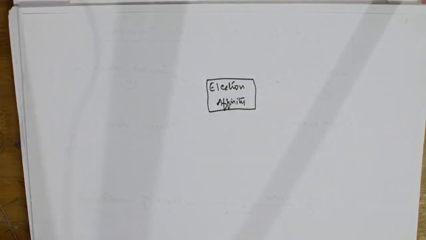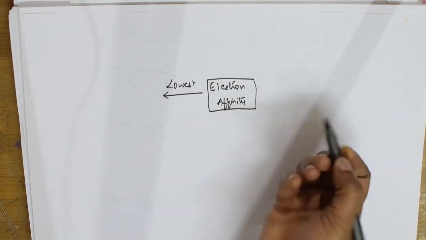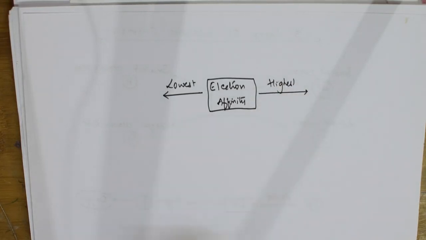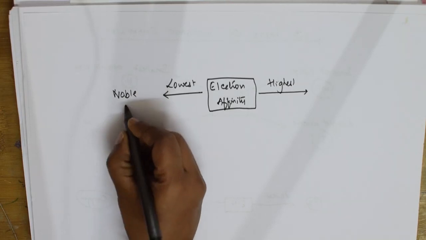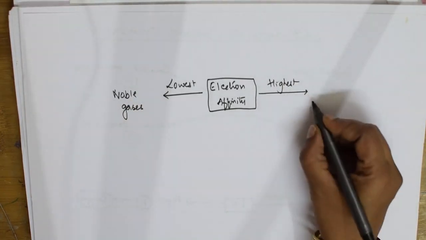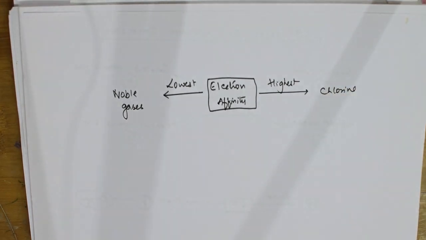Yes, students. In the next video I'll be teaching what is electron affinity and what the trends are in the whole of the periodic table. So on this side we'll be writing the lowest electron affinity element, and on this side the highest. The lowest electron affinity element is nothing but noble gases. We very well know noble gases have lowest electron affinity. The highest electron affinity element is chlorine. Now atomic size is over, electronegativity is over, and electron affinity is over.